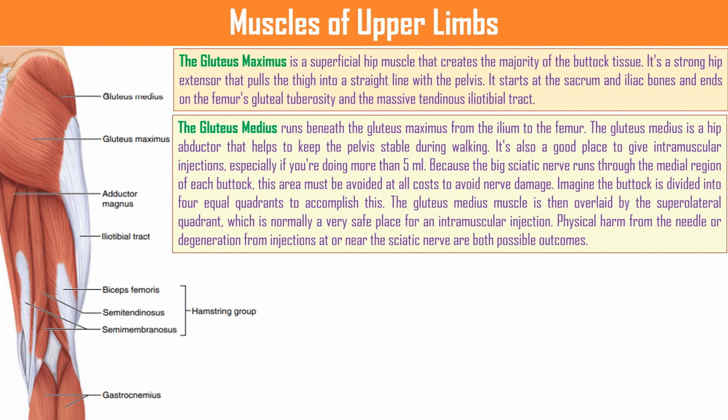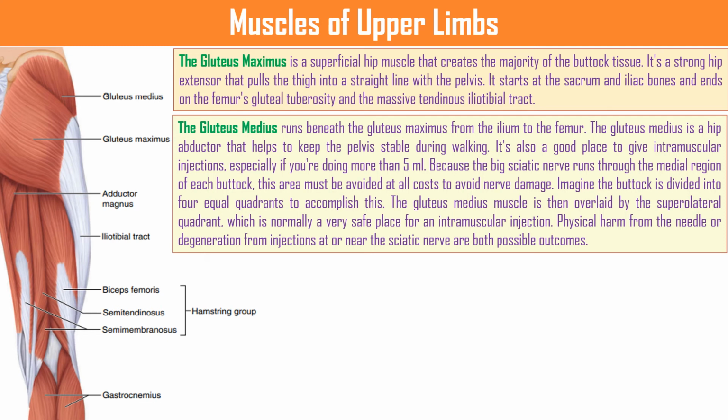Then we have gluteus medius. This runs beneath the gluteus maximus from the ilium to the femur. The medius is a hip abductor that helps to keep the pelvis stable during walking. It's also a good place to give an intramuscular injection, especially if you are giving more than 5 ml.